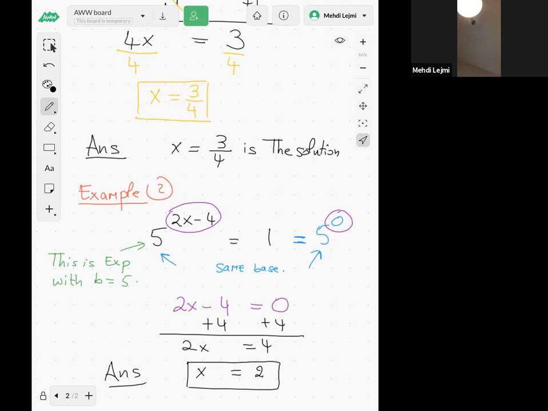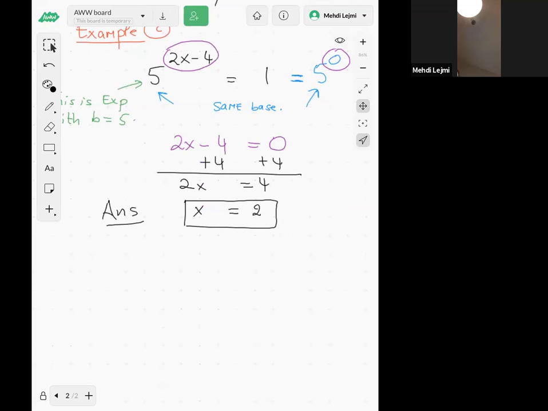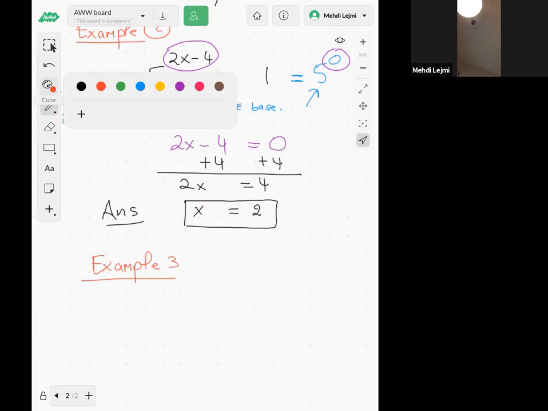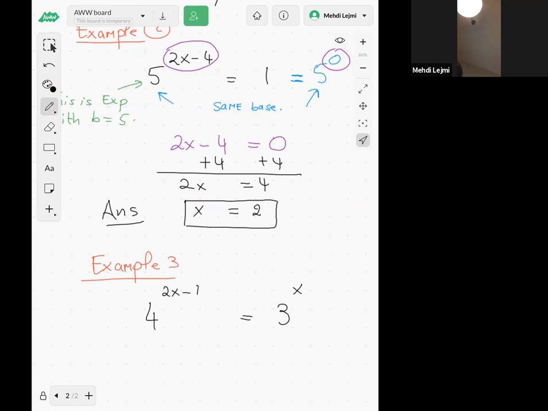All right, so now the next big question is, what happens if we have different bases? So for example, example number 3. Let's say 4 to the power 2x minus 1 equals 3 to the power x plus 2.